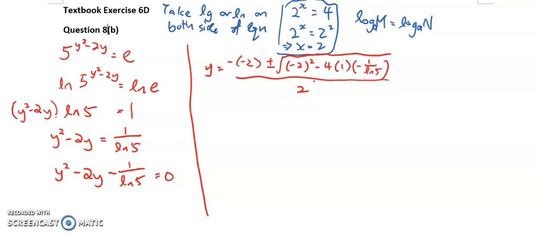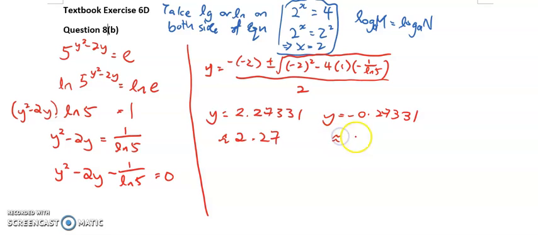You can press your calculator and you are supposed to have 2 answers for y because of the plus minus here. The first value that you can get is 2.27331. The other value that you can get is negative 0.27331. We round off to 3 significant figures. This will be 2.27, and this one should be negative 0.273.